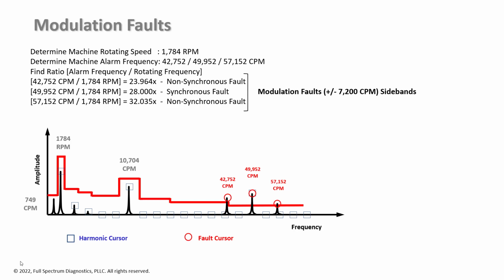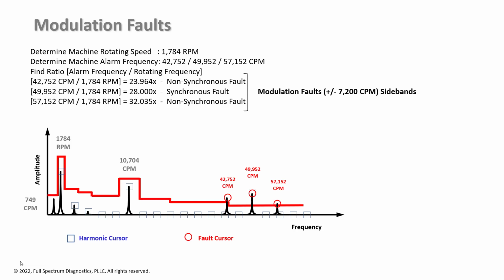The third frequency, 57,152, divided by running speed, we have 32.035. It's a non-synchronous fault. Okay, now the question is, what is this gap? What is this sideband set? And if we go through and we have 28 minus 23.964, that'll tell us the fraction of running speed that this fault is giving us, what the sideband values are.